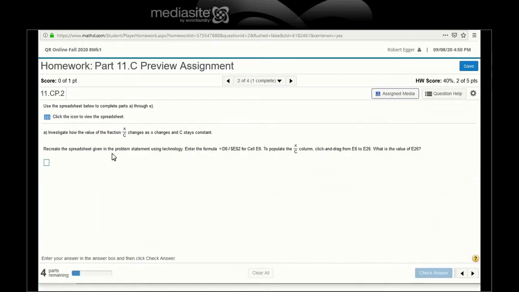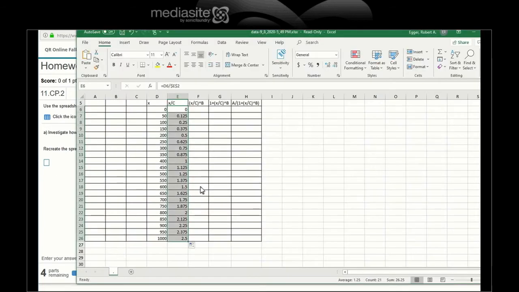Okay, so what's the question? What is the value of E26? E26 is 2.5 according to the spreadsheet.